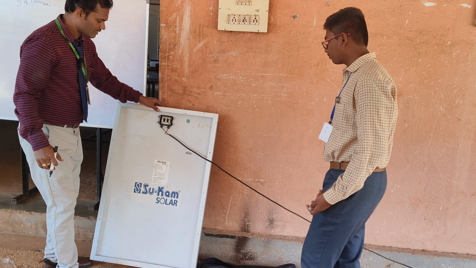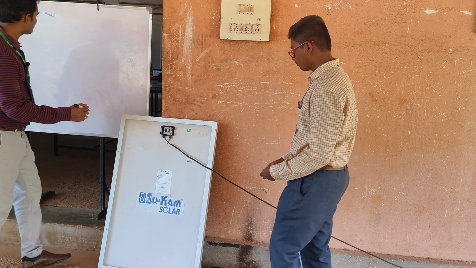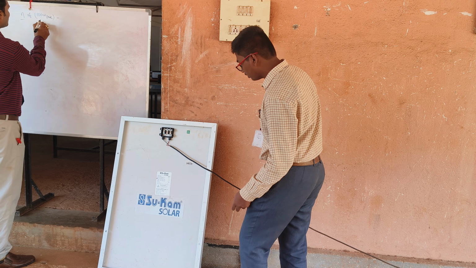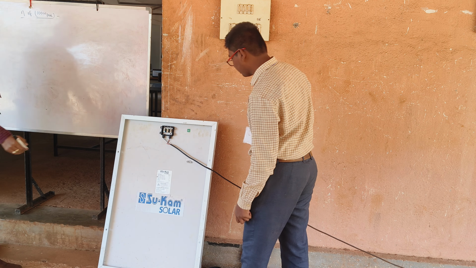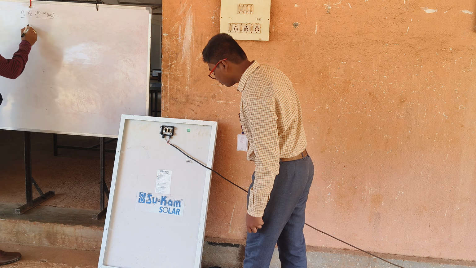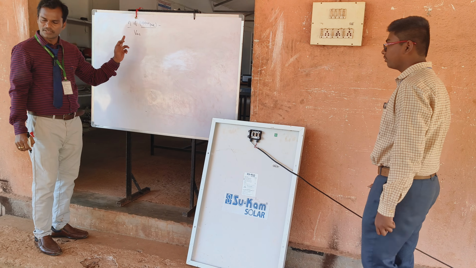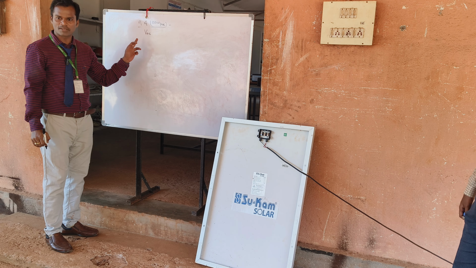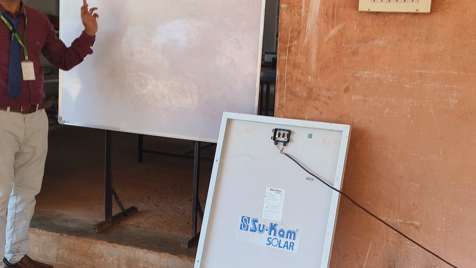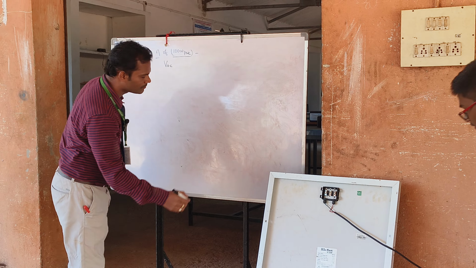So the same panel we are calculating. What is the rating of the panel given to us? 100 watt peak. And what is the next parameter given to us? Open circuit voltage. What is meant by open circuit voltage? This is the voltage generated by the solar panel under which condition? No load condition.